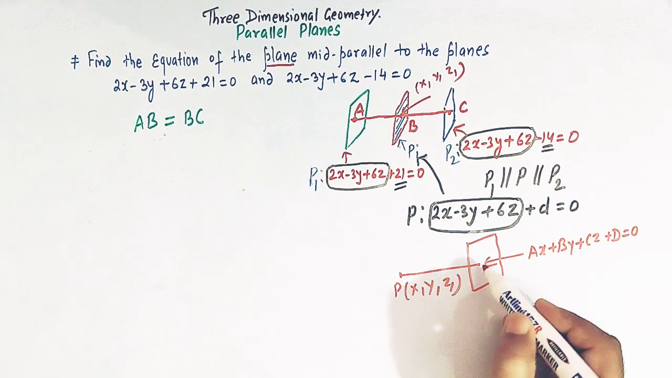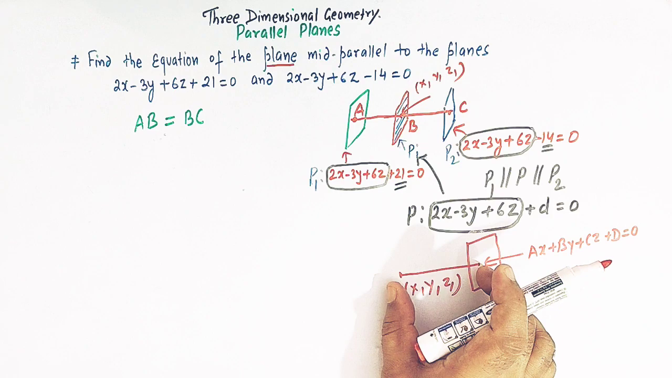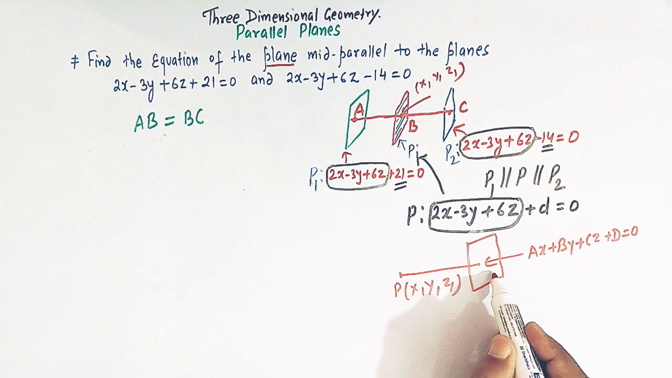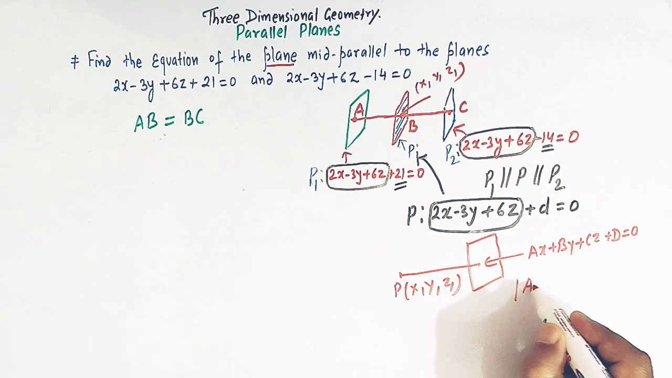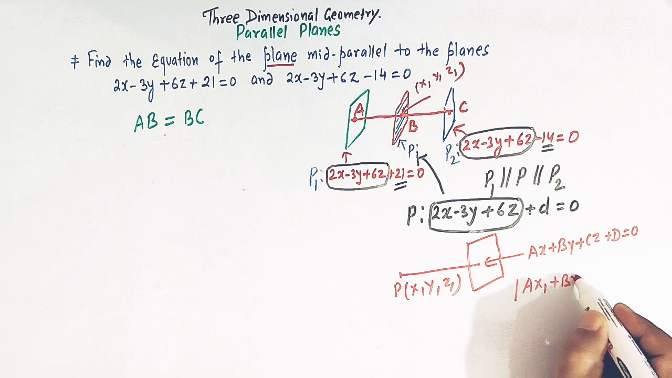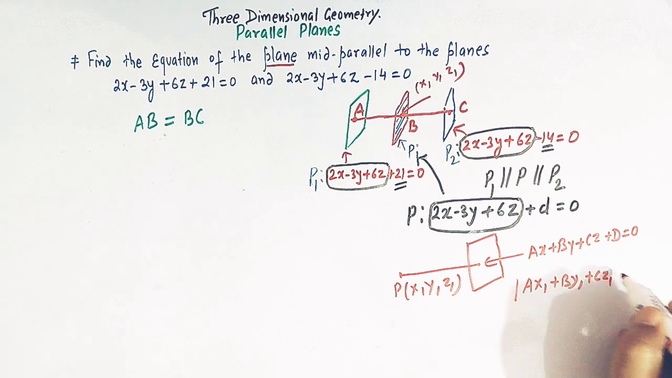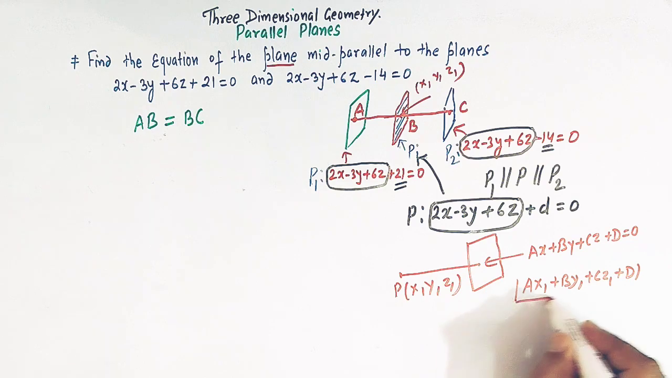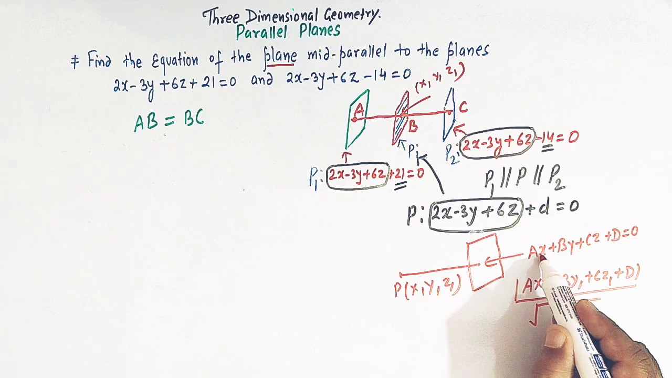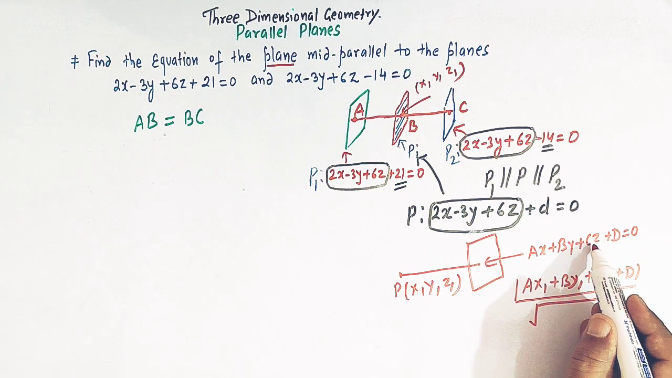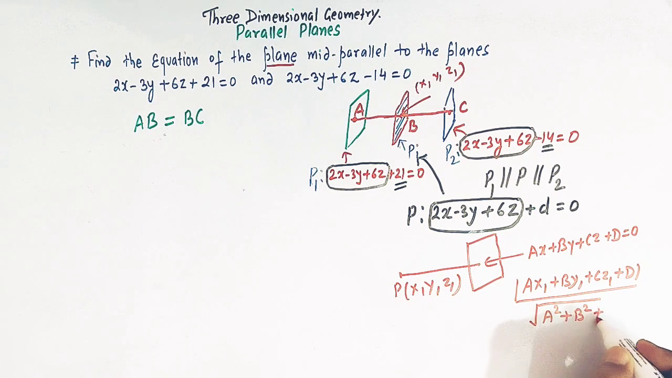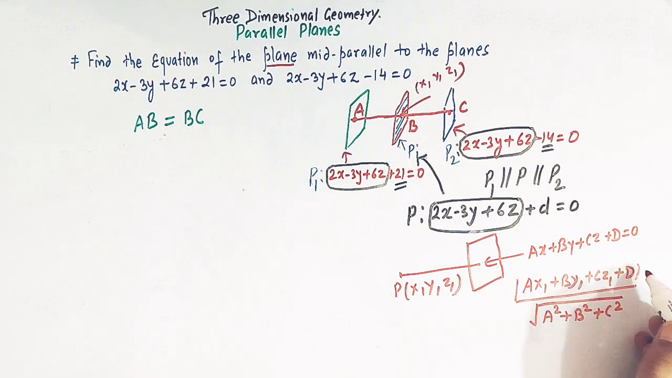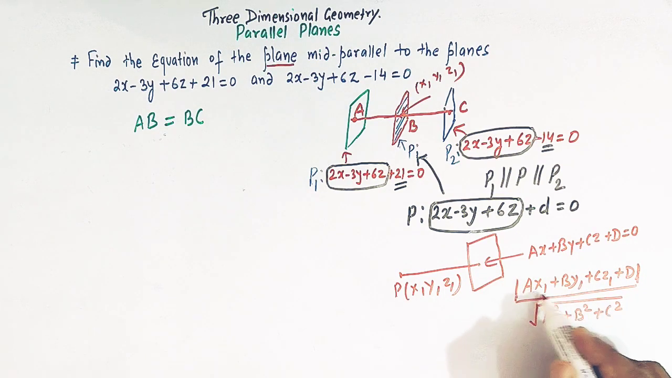So this perpendicular distance of this point P from this plane is given by the formula: mod of ax1 + by1 + cz1 + d, divided by the square root of the sum of the squares of the coefficients of x, y and z respectively, right? So here we have a square, here we have b square, and here we have c square, right? So here we take the mod of this expression, right?